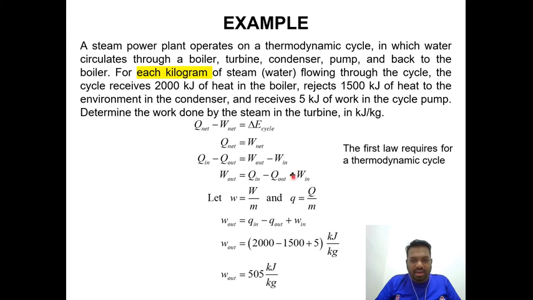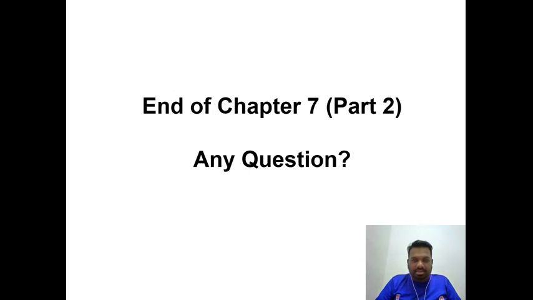From here you can substitute the values: 2000 minus 1500 plus 5. The unit is kilojoule per kilogram. You settle this, and the work done by the steam in kilojoule per kilogram equals 505. These are a few examples that you can find in this chapter.